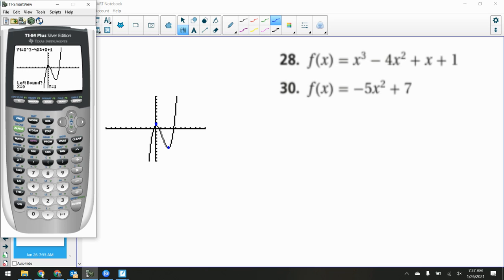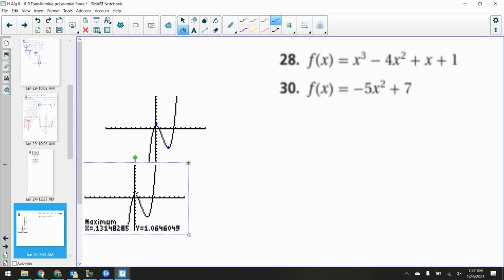Now it's going to ask me 3 questions, a left bound, a right bound, and a guess. For the left bound, I'm going to trace somewhere to the left of the peak. Hit enter. For the right bound, I'm just going to trace somewhere to the right of the peak. Hit enter. And then it's going to ask me to guess somewhere in the middle because all the calculator is doing is running values in the middle to see which one's high. And it looks like this is my actual maximum point.